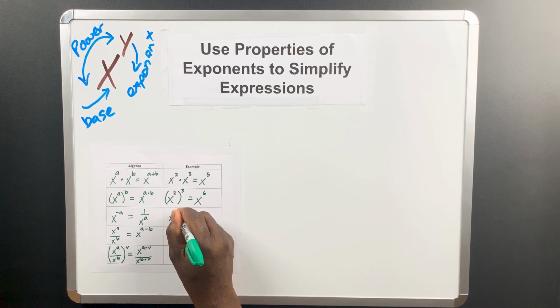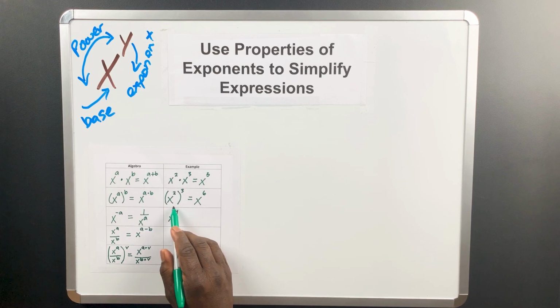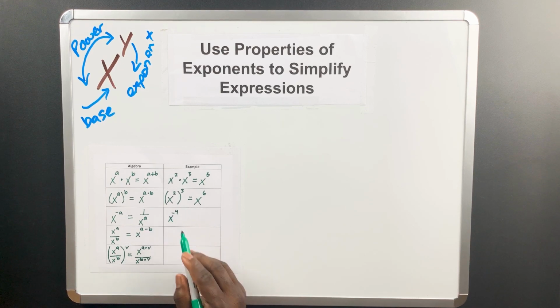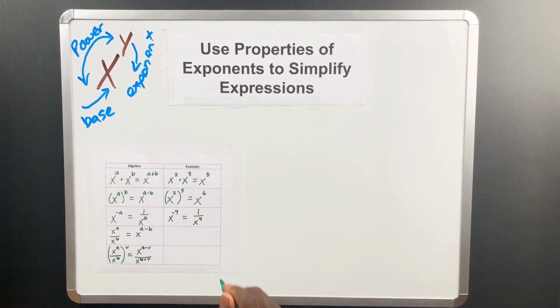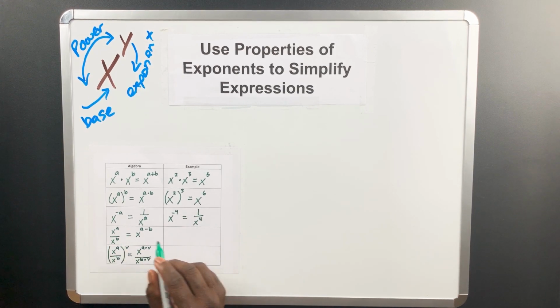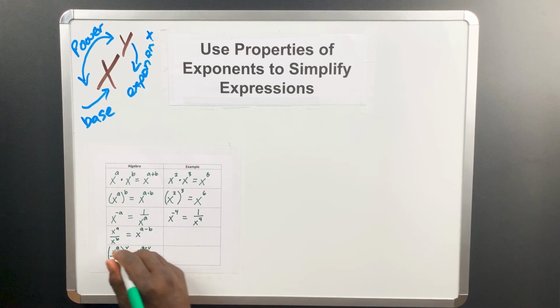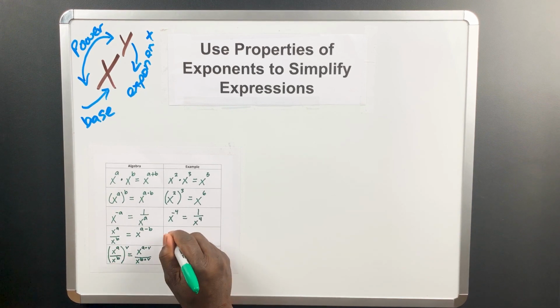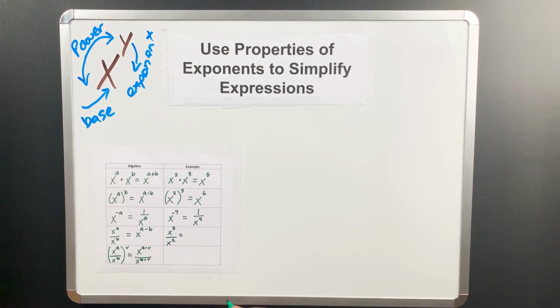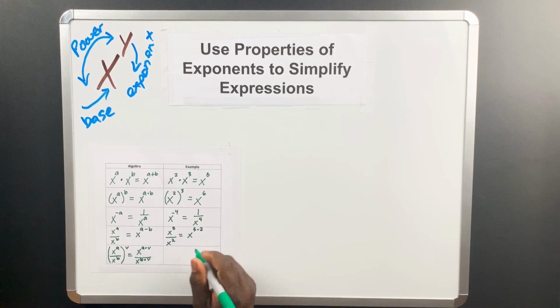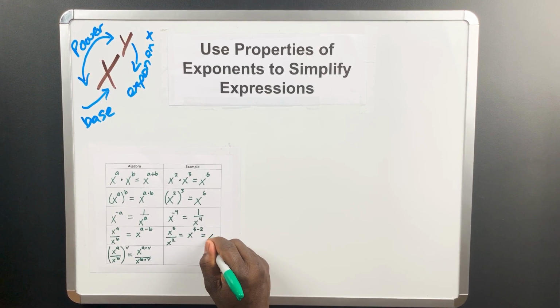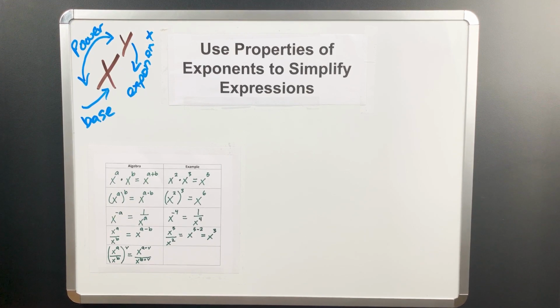Here, let's say we have x to the negative 4. Remember, an exponential expression is never simplified if we have a negative exponent. So that's going to be equal to 1 over x to the 4th. Drop the negative. Now in this case, we're going to be dividing powers with the same base. We have x to the 5th power divided by x to the 2nd power. That's going to be x to the 5 minus 2, subtracting, giving us a final of x to the 3rd power.